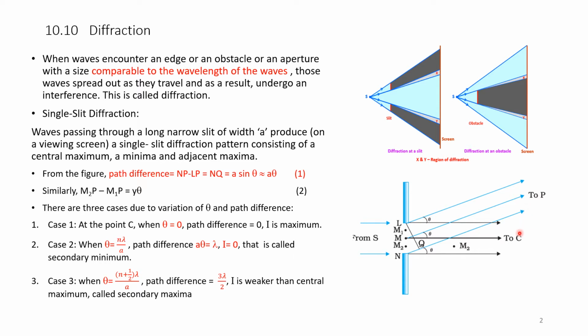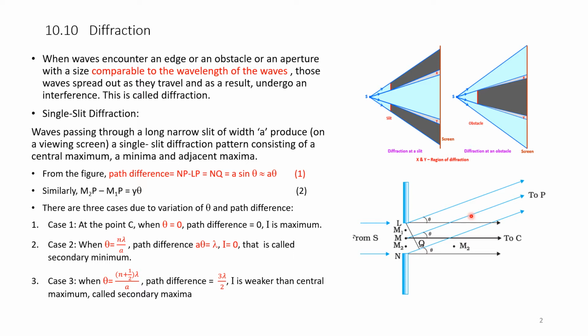So, here in case 2, sin theta will be equal to n lambda by a and path difference is lambda, and that is called secondary minimum. This, next to the central maximum, will be the secondary minimum, and that will be called dark fringe. In the next slide, we will see the figures in detail.